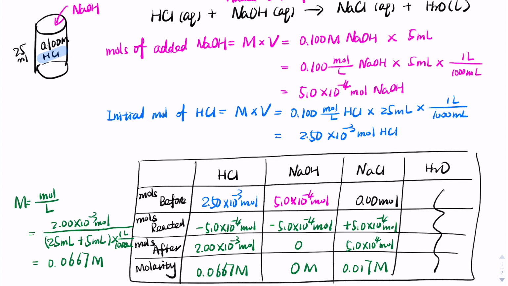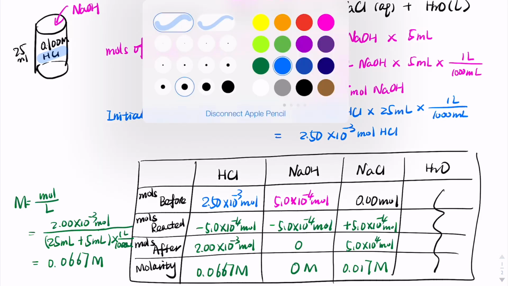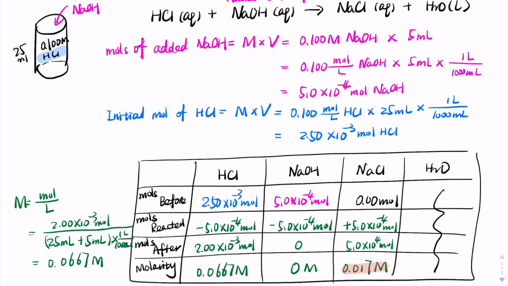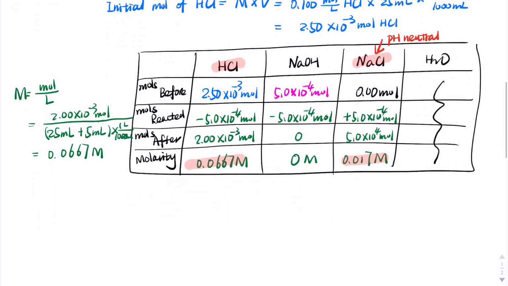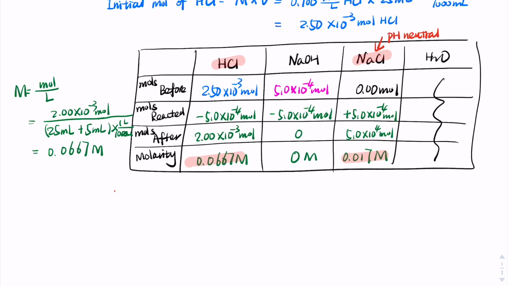Whatever the concentration of sodium chloride is, that actually is fine, because this salt is pH neutral, so it's not going to affect our pH. What we really need to care about is this one. This we need to use to calculate our pH. In this case, it's an easy case because what do you have? The pH of this solution at this moment.